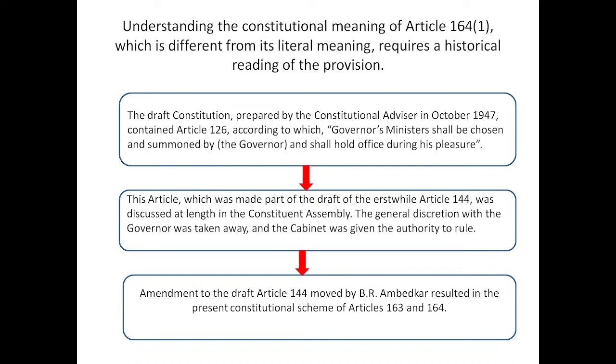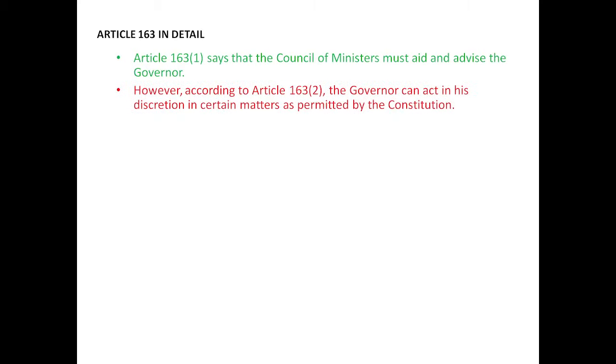And the amendment was done by our Honorable Dr. B.R. Ambedkar. So let us see Article 163(1) in detail. Article 163(1) says that the Council of Ministers must aid and advise the governor. However, you have to see clause 2 also. The governor can act in his discretion in certain matters as permitted by the Constitution.